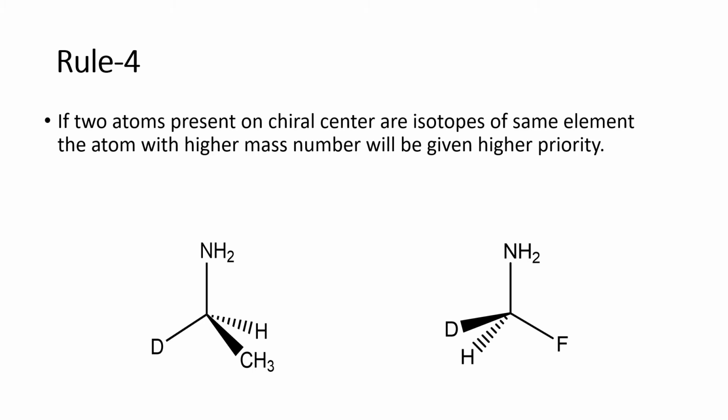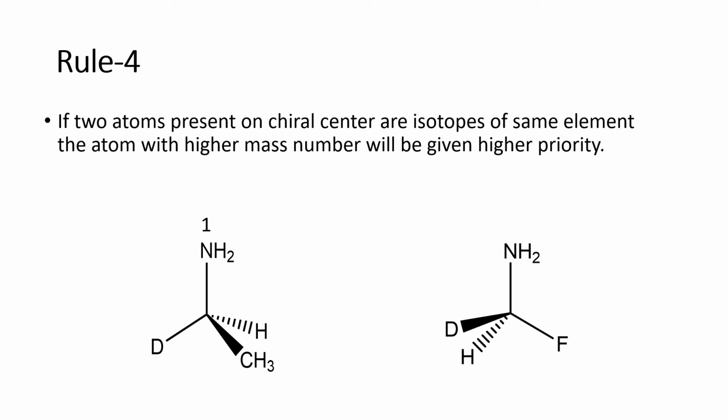Rule number 4 states that if the atoms have the same isotope, for example, if hydrogen has the isotope deuterium, these two have the same atomic number. So how can we differentiate them? Now we have to consider the mass. We have to consider the atomic mass of these two elements, and the higher atomic mass gets the higher priority. Therefore, whenever there are deuterium and hydrogen, deuterium is given the higher priority than hydrogen.